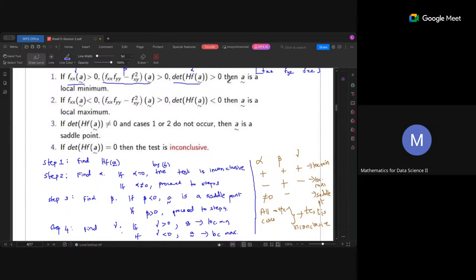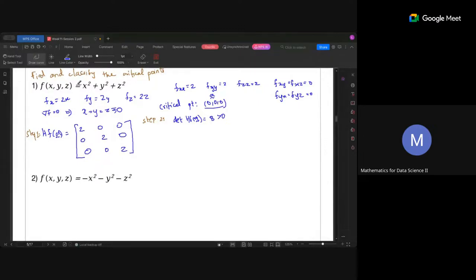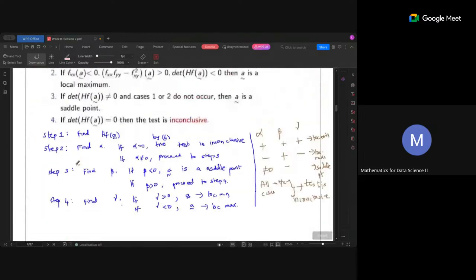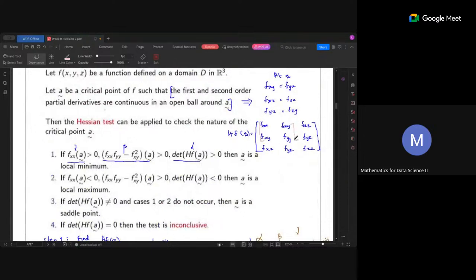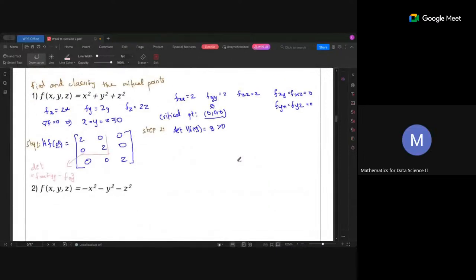So we have a positive case. Next we have to see fxx fyy minus fxy square. It means we are considering the determinant of this part. If you look at this Hessian matrix, it will be more clear. What is the determinant of this part? fxx into fyy minus fxy square, which is nothing but your beta. So what is the determinant of this part? 4.